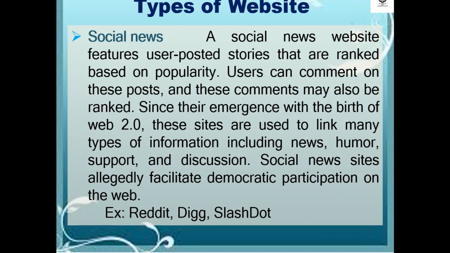Social news. A social news website features user-posted stories that are ranked based on popularity. Users can comment on these posts, and these comments may also be ranked. Since their emergence with the birth of Web 2.0, these sites are used to link many types of information including news, humor, support, and discussion. Social news sites allegedly facilitate democratic participation on the web. Examples are Reddit, Digg, and Slashdot.